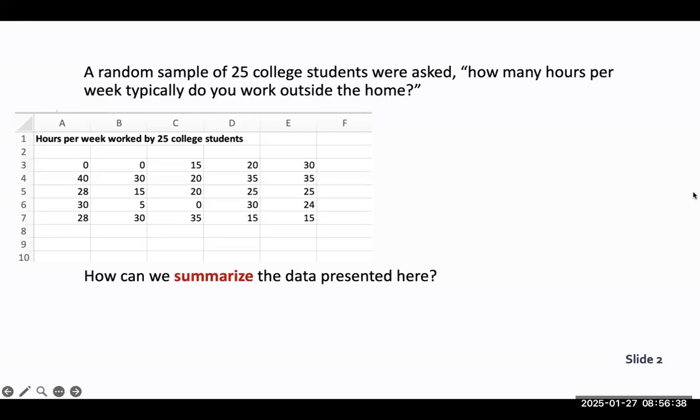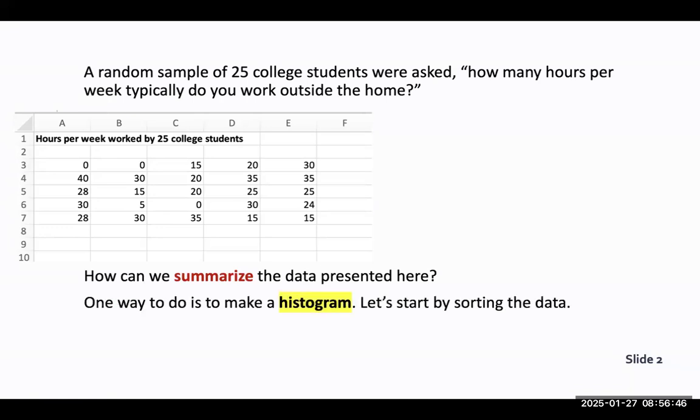How can we summarize the data presented here? How can we summarize and analyze it? What kind of information can we extract from this data? So one thing we can do is make a histogram. A histogram is a bar chart that's associated with numerical data.